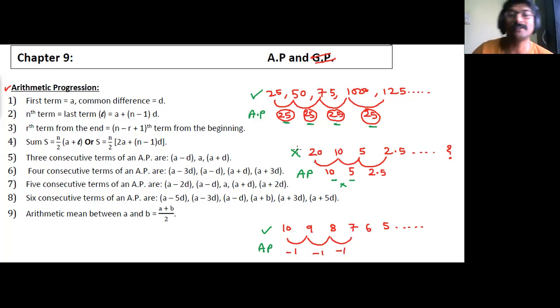So the difference can be positive and the difference can be negative. So the difference can be positive, negative, fractions, root, anything. Are you understanding? As long as the difference is a constant, it is called arithmetic progression. I hope you understood this concept very well of arithmetic progression. Anyone has any doubts or difficulties, you can surely raise your hand.